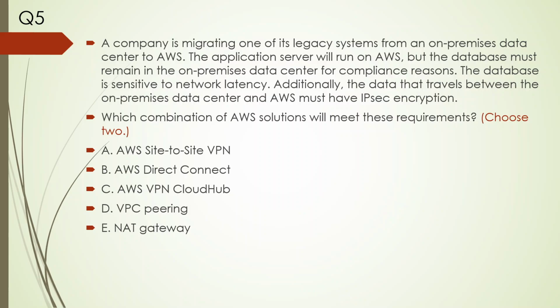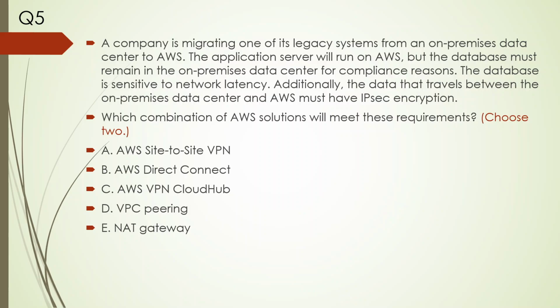Additionally, the data that travels between the on-premise data center and AWS must have IPsec encryption. Which combination of AWS solutions meets this requirement? Choose two. Letter A, AWS Site-to-Site VPN. Letter B, AWS Direct Connect. Letter C, AWS VPN CloudHub. Letter D, VPC peering. Letter E, NAT gateway.